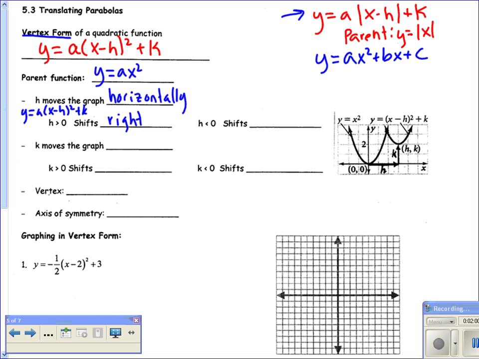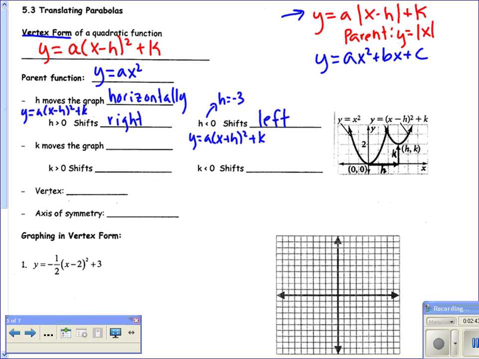And if h is less than 0, so like let's say that our h value was h equals -3, then in this case you would have y equals a times x plus h squared plus k. And the reason that would happen is because you would get y equals a times x minus -3 squared plus k, if I'm using -3 as an example. And notice that that minus minus becomes a plus. So that's why in this case, if it does that, then we are going to shift our graph to the left. And just like with absolute value, remember that h was opposite thinking. Same thing with quadratic equations.